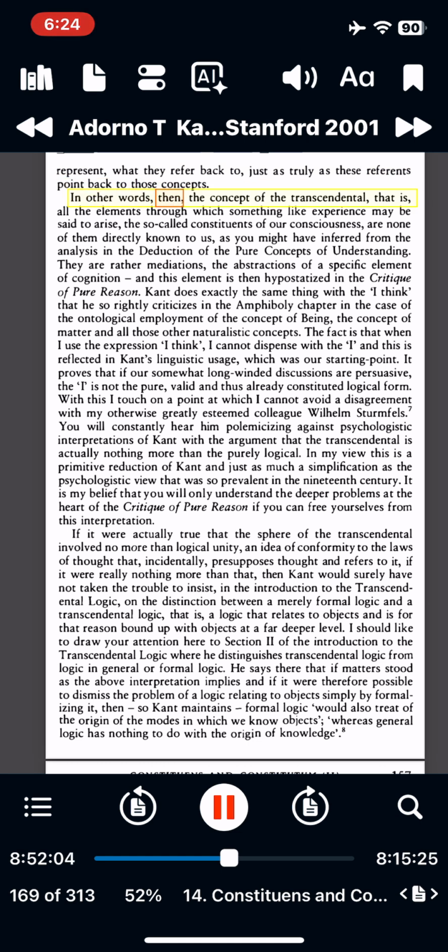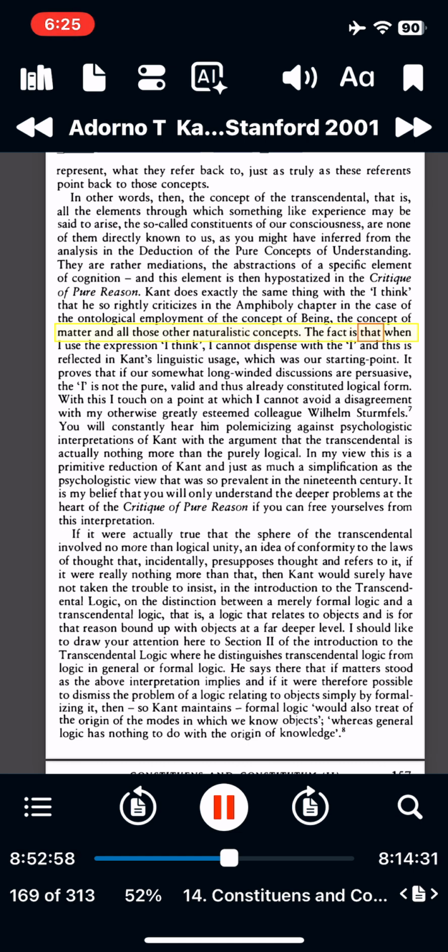In other words, then, the concept of the transcendental, that is, all the elements through which something like experience may be said to arise, the so-called constituents of our consciousness, are none of them directly known to us, as you might have inferred from the analysis in the deduction of the pure concepts of understanding. They are rather mediations, the abstractions of a specific element of cognition, and this element is then hypostatized in the Critique of Pure Reason. Kant does exactly the same thing with the I think that he so rightly criticizes in the Amphiboly chapter in the case of the ontological employment of the concept of being, the concept of matter and all those other naturalistic concepts.